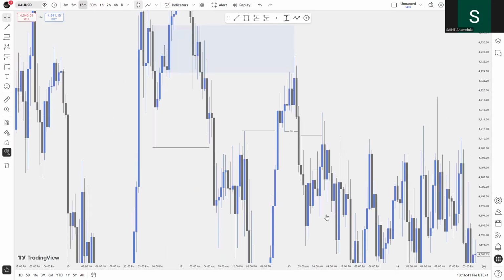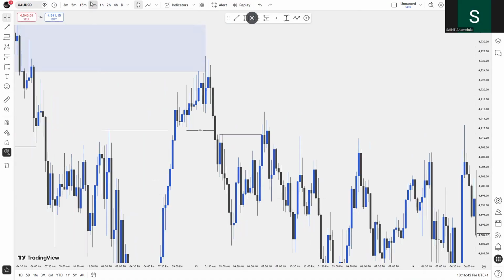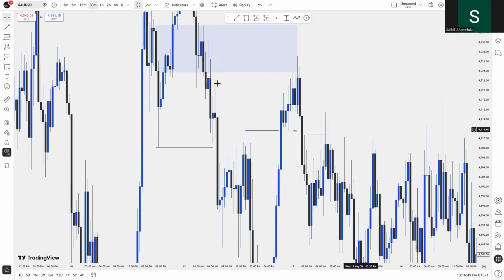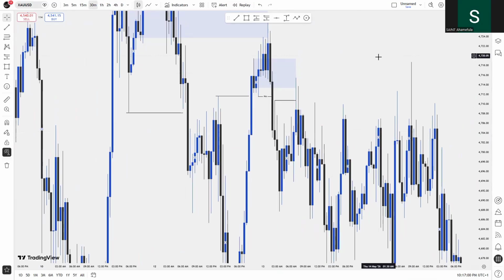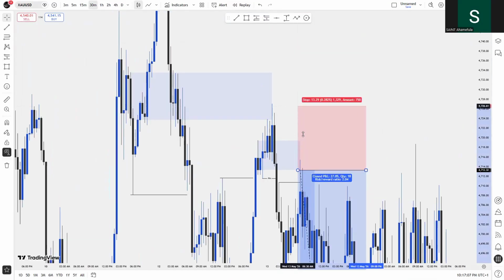Then on the 30 minutes time frame, price gave a clean breaker block right here. So this was it. You can see very clearly, right? Then the entry was here, like this. Stop loss was this, I think it was around here.